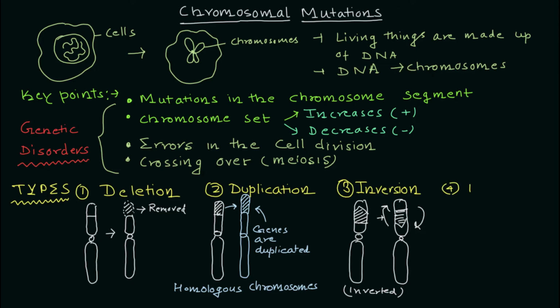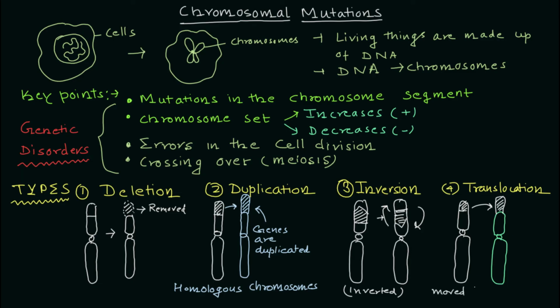Fourth and the final one is translocation. It's also very easy to understand by the name. Translocation means the location of a particular segment of the chromosome is going to change from one chromosome to another. So here you have one chromosome and one segment of that chromosome is going to move to another chromosome. That is the example of translocation, moved from one to the other.